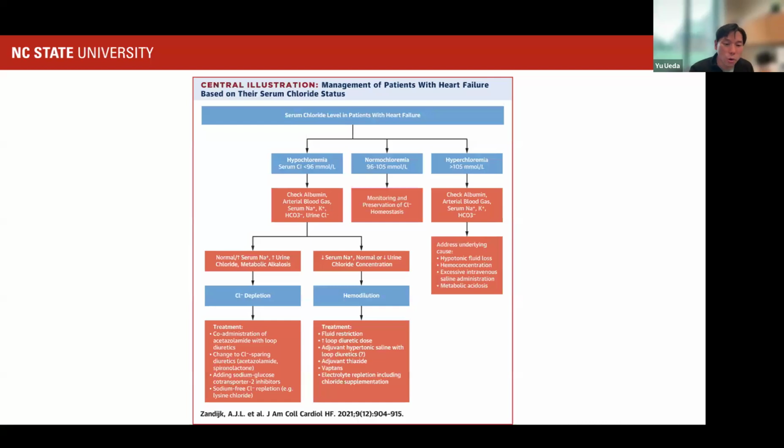If the patient has a low corrected chloride concentration as well as a low measured chloride concentration, that's chloride depletion. If they have chloride depletion, maybe you might have to use diuretics with a chloride-sparing effect, such as acetazolamide or spironolactone, a mineralocorticoid receptor antagonist. Maybe you might have to give chloride to restore normal serum chloride concentration, by giving sodium chloride hypertonic saline, or people maybe use lysine chloride or KCl, potassium chloride, if the patients have concurrent hypokalemia.